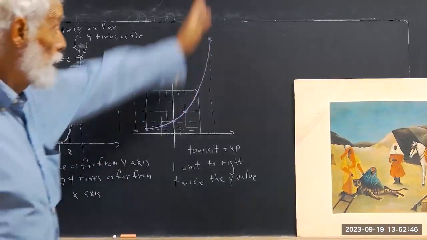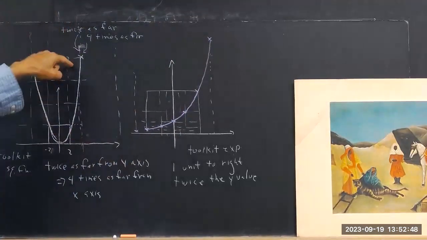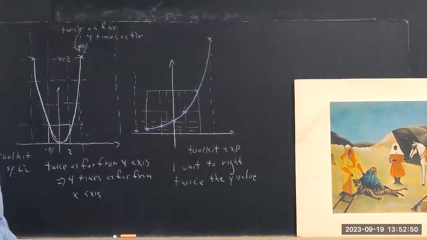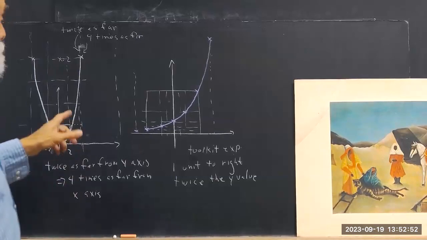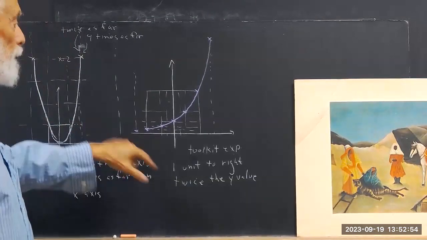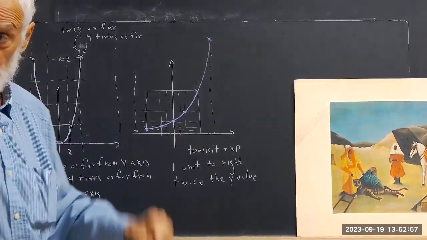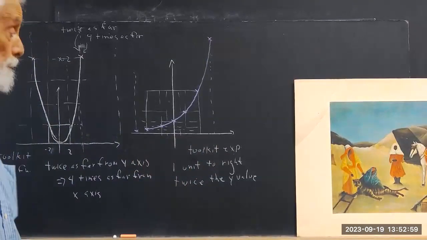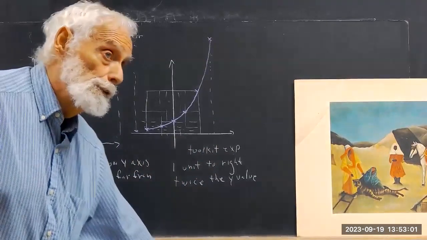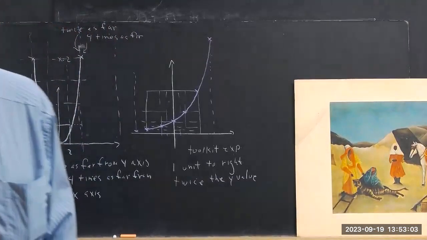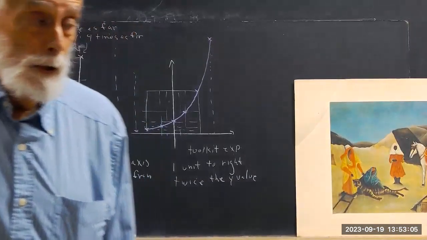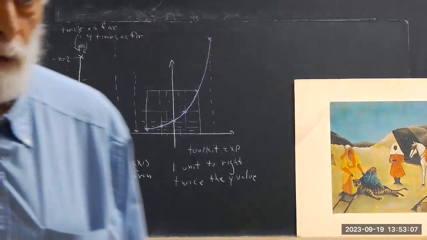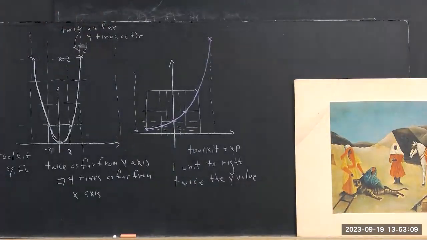So this thing takes off like crazy, much faster than this one does. Because to double this one, you got to go twice as far. To double this one, you only got to go one unit to the right. Okay, those are important properties, and we'll start connecting the algebra to some of these properties over the next week or two. The algebra is actually pretty simple. Okay.